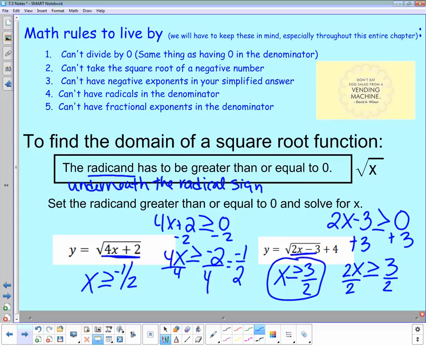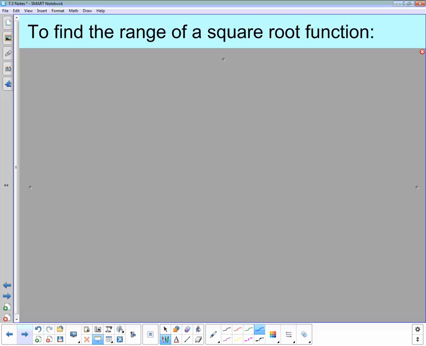Remember, you can always pause and stop the video if you need more time to write things down or if you just need more time to process things.